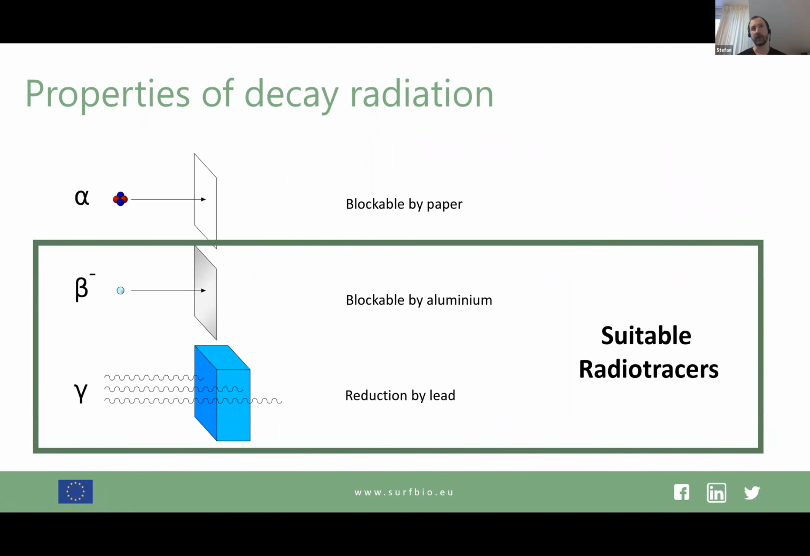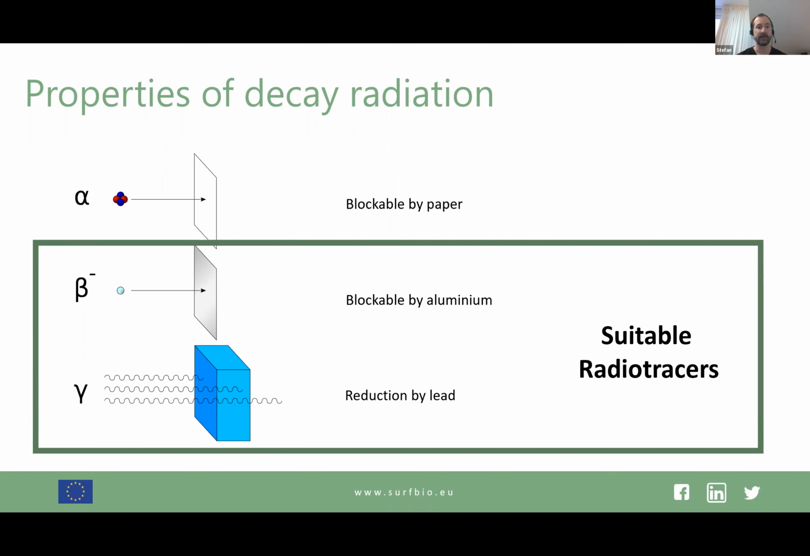So for our radio tracing, we have to have in mind what the properties of these decay radiations are. You have the alpha radiation, which is basically a helium nucleus, and this is blockable basically by paper. You can imagine this is not exactly what you want when you want to use it as a radio tracer. You need the radiation to come out of your sample to measure it. So what you want to focus on when you choose a radio tracer is the beta and the gamma decays.